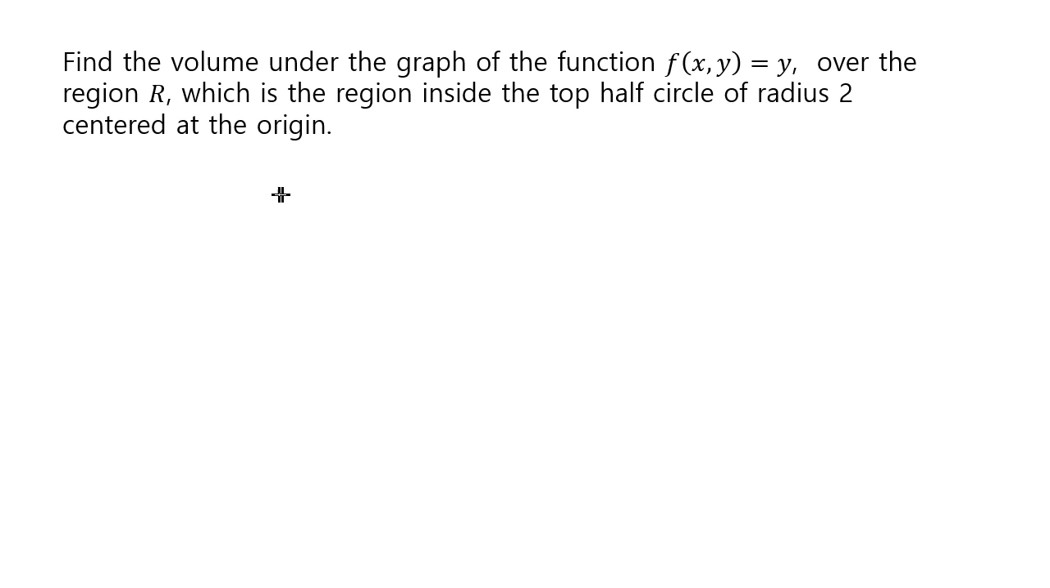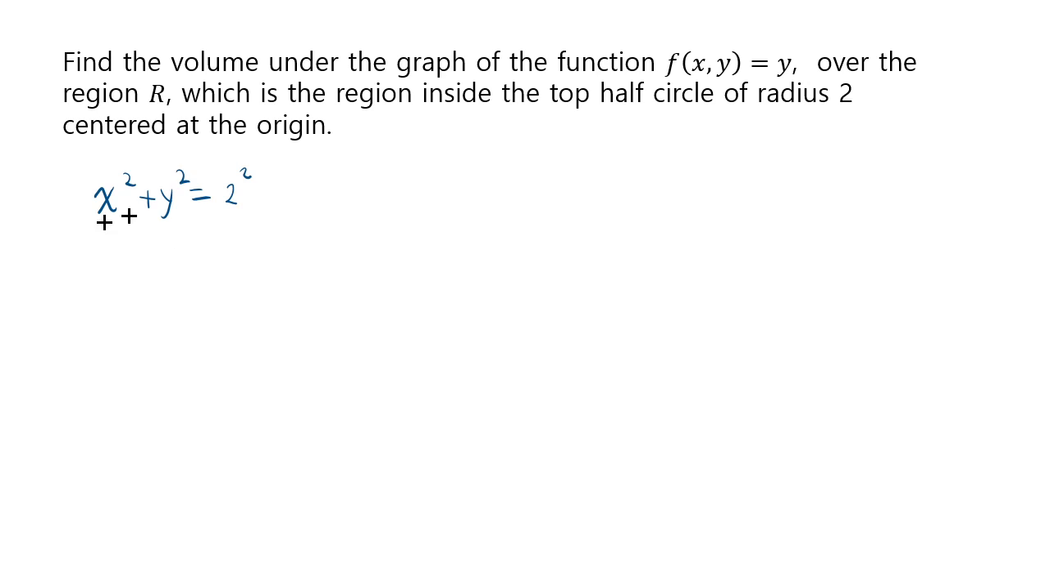Find the volume under the graph of the function f(x, y) = y over the region R, which is inside the top half circle of radius 2 centered at the origin. Okay, so if you have a circle of radius 2 centered at the origin, that's x squared plus y squared equals 2 squared, right?